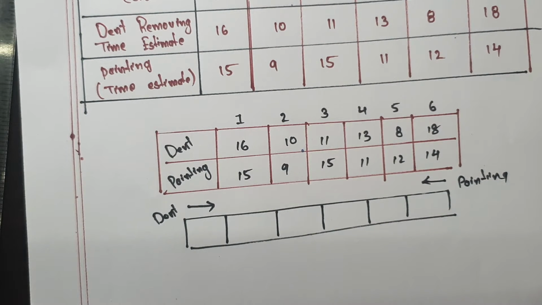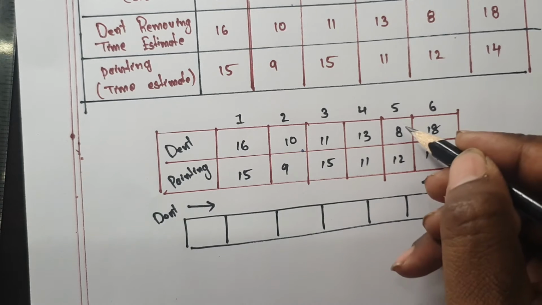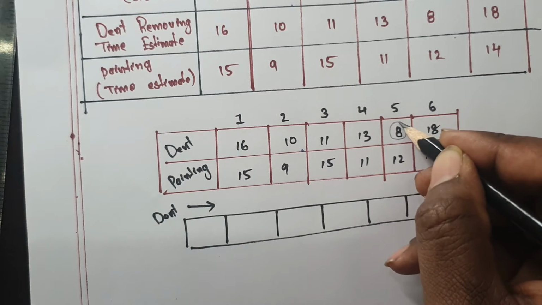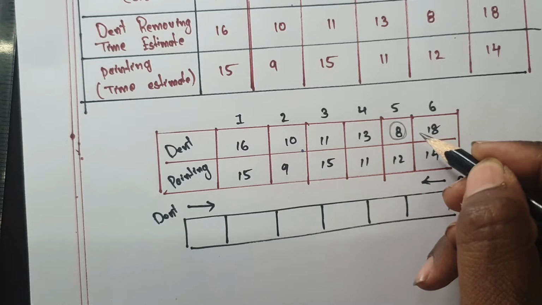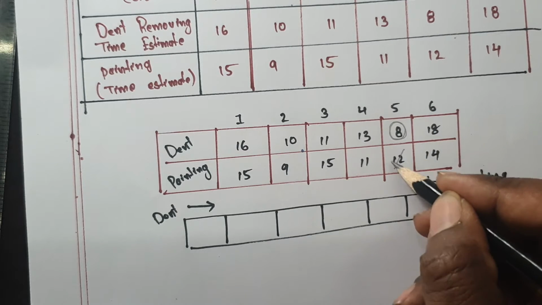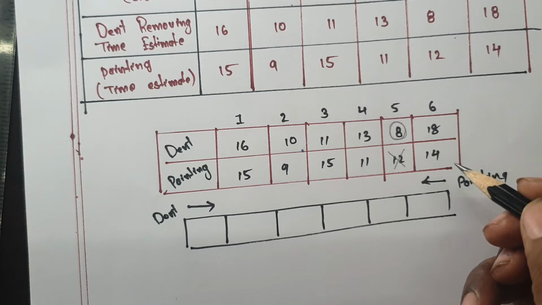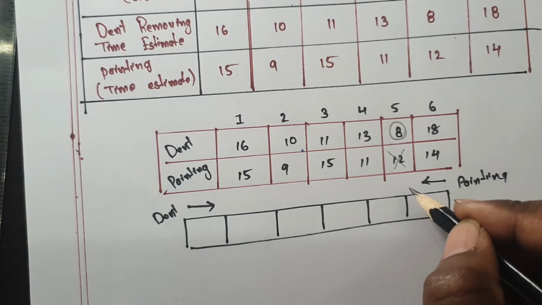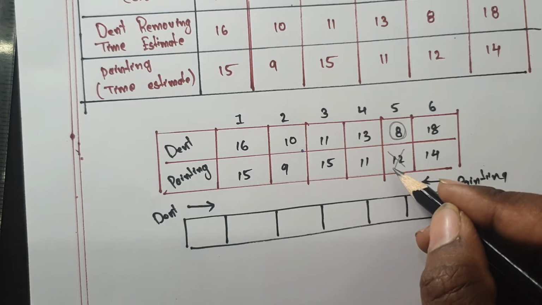Now how do you select which one to do? Among all the numbers, first select the least number. As you can see here, 8 is the least number. Whichever number is at the bottom, that one you cancel.